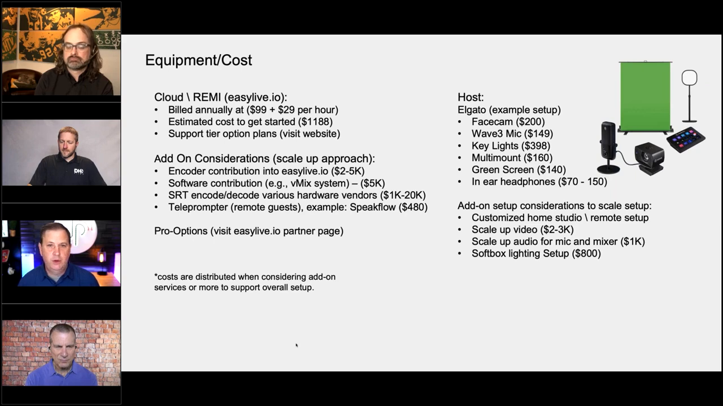So what does the equipment cost look like, right? What is the general setup and procedure for this if you were to implement this and leverage something like EasyLive.io? Well, it's built on an annual basis in terms of an annual contract. So in terms of the purchasing process, you pay for the annual contract upfront. And then there's a per hour pay-as-you-go model for when you're doing a production. So when you're testing and you're doing a live stream, you're obviously going to pay a per hour charge.